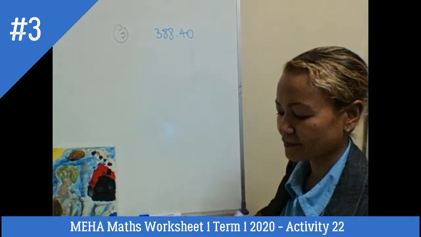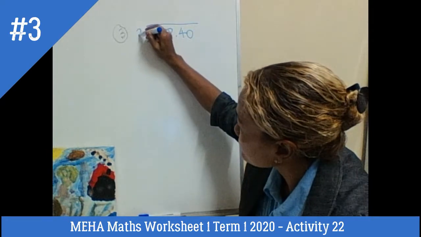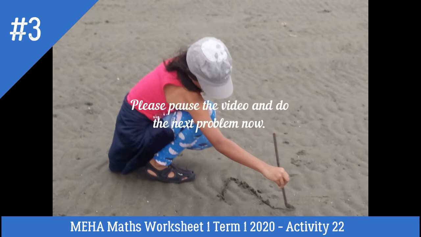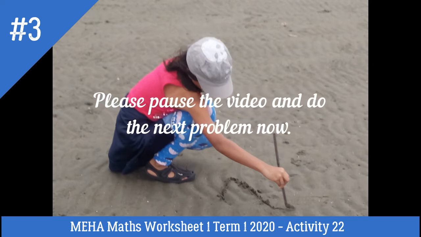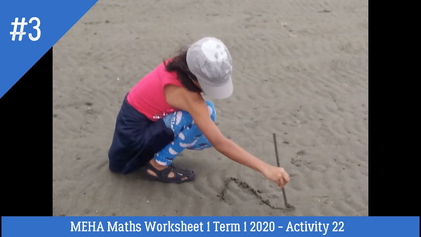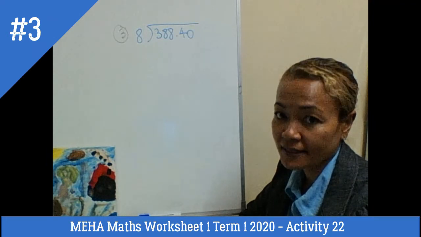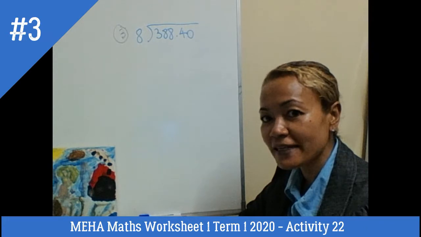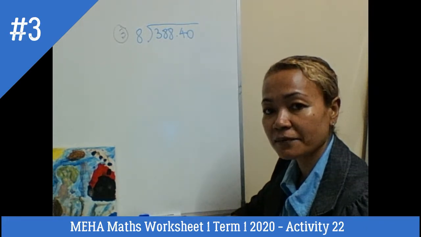388.40 divided by 8. You realize all the numbers that we are dividing these decimals by are whole numbers less than 10. That's all the 3 examples I've shown you, and they're also the 3 activities that we're going through right now. Dividing by numbers less than 10.